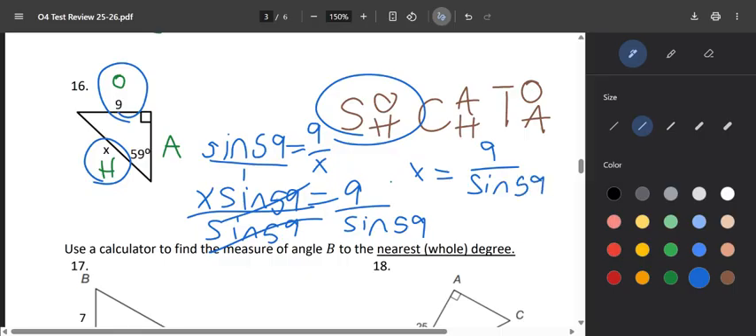Right, in our calculator, it's just division. So we'll type in 9 divided by sine of 59, and I'm getting 10.5. X is equal to 10.5.